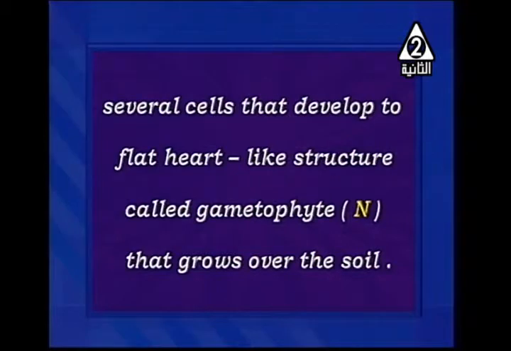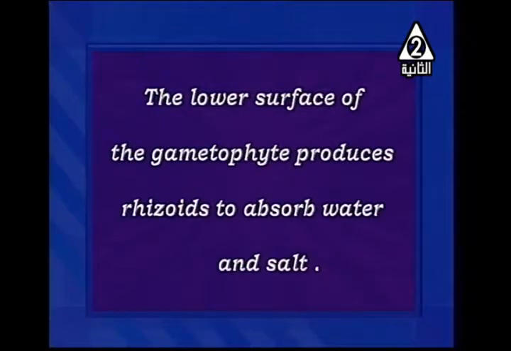They form several cells that develop into a flat, heart-shaped structure. It looks like a heart, which is called the gametophyte. This gametophyte contains half of the genetic material, which is haploid n, and grows over the soil. After that, the lower surface of the gametophyte produces rhizoids. The rhizoids look like roots, but they aren't roots, okay? They absorb large amounts of water, salts and minerals from the soil.